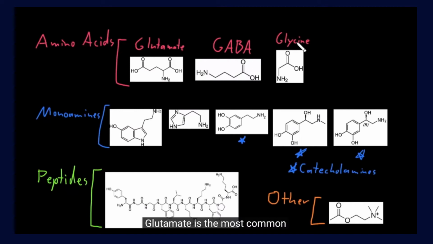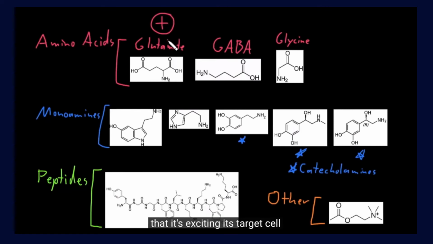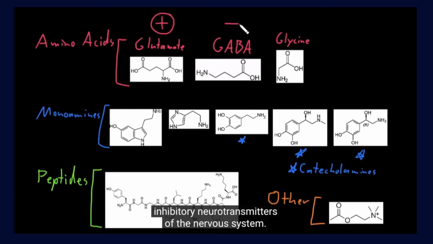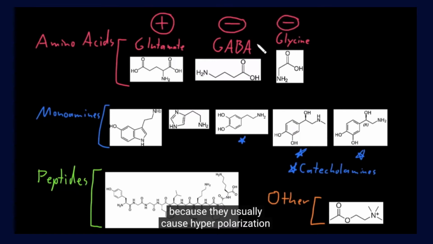Glycine. Now, glutamate is the most common excitatory neurotransmitter of the nervous system. So let me just draw a big plus sign above glutamate here, because most of the time in the nervous system, when a neuron is releasing a neurotransmitter that is exciting its target cell, most of the time that neurotransmitter is glutamate, because it usually causes depolarization of target cells so that it excites them. GABA and glycine are the most common inhibitory neurotransmitters of the nervous system. So let me just write some big minus signs above GABA and glycine, because they usually cause hyperpolarization of target cells and inhibit those target cells.